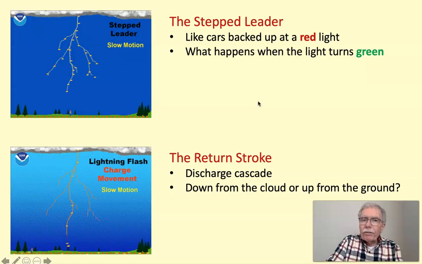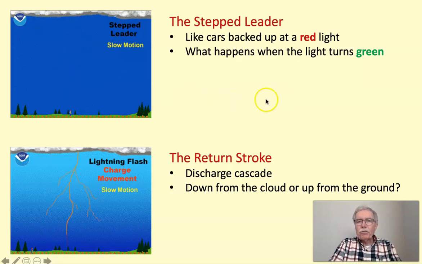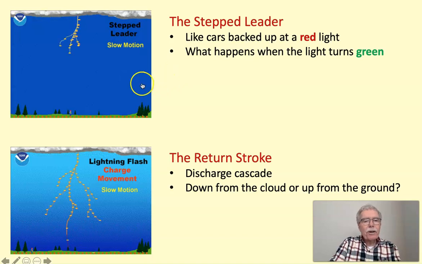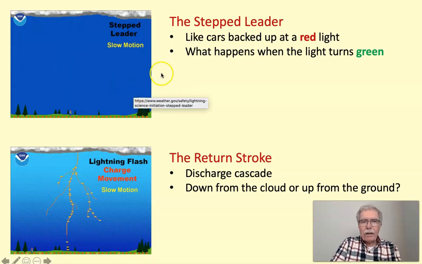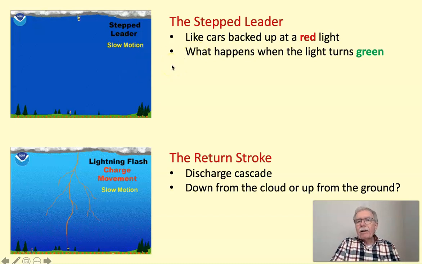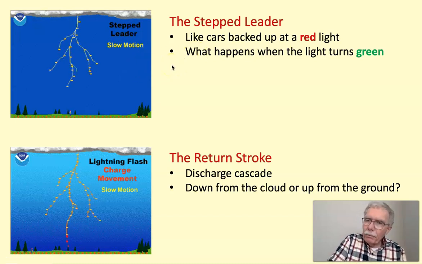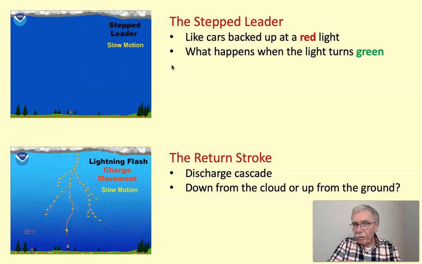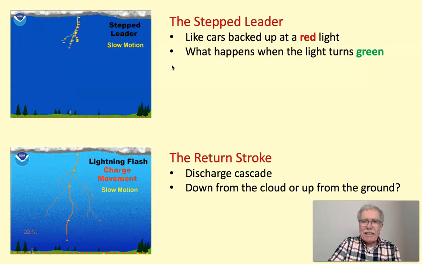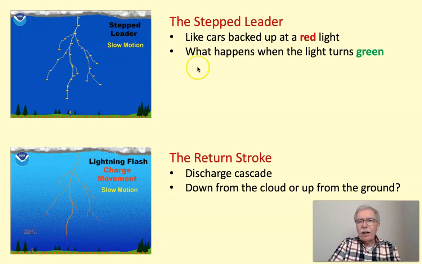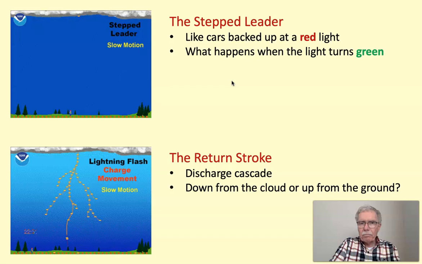Now we have the next graphic, which shows the step leader. Okay, what is happening here? Well, what's happening is that the base of the cloud becomes so saturated with electrons that some of the electrons begin to leak. They leak down a conduit called a stepped leader. So the electrons are finding their way toward the positively charged ground. And they reach a point where they're very close to the ground.